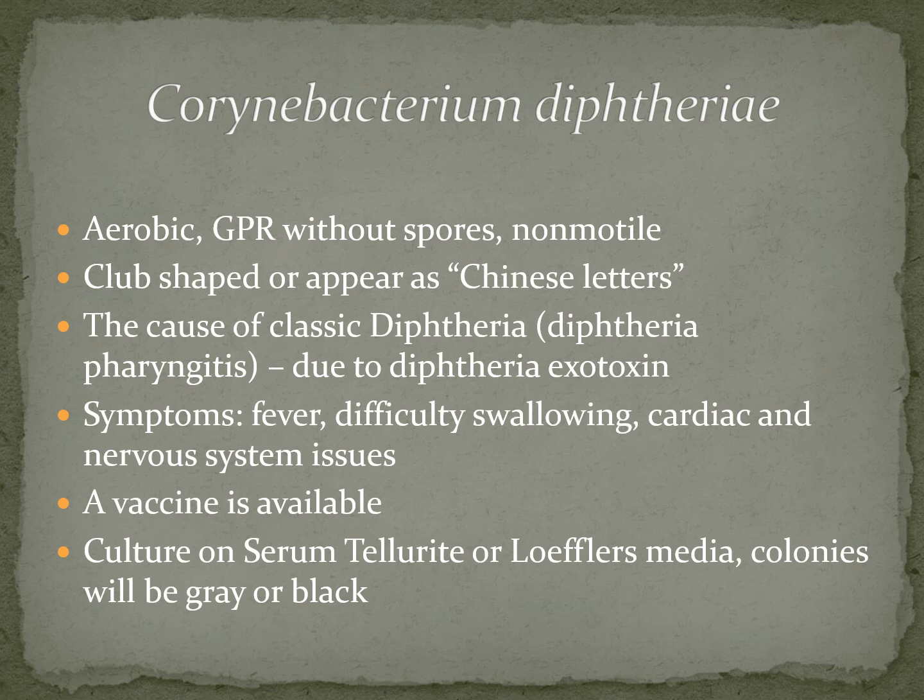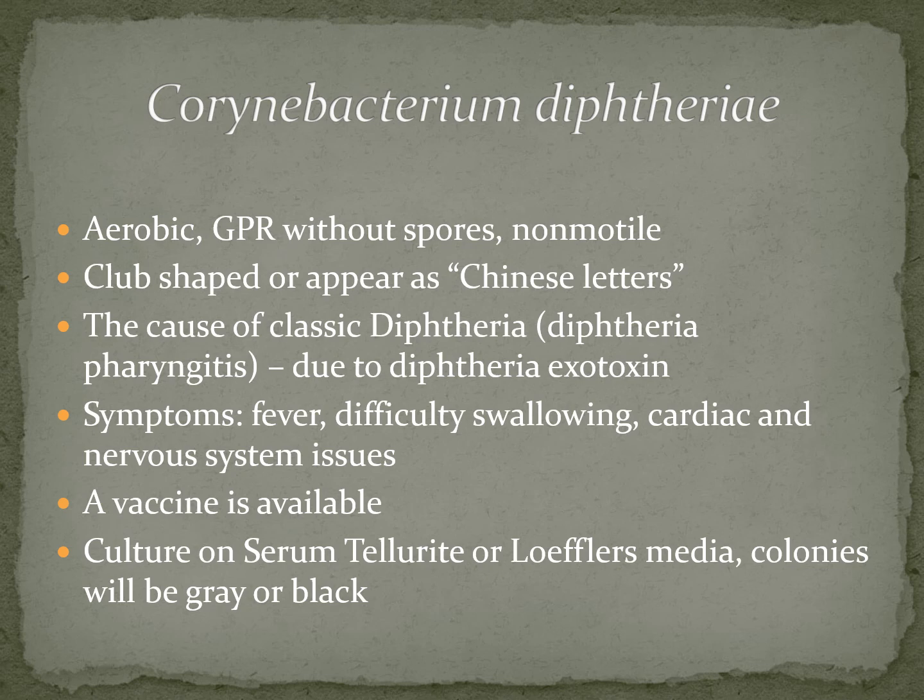Now, one of the diphtheroids that is problematic is Corynebacterium diphtheriae. This actually causes a disease similar to strep throat. It's an aerobic gram-positive rod without spores, and it is non-motile. It can be club-shaped or appear as picket fences or Chinese letters. And diphtheriae causes diphtheria or diphtheria pharyngitis due to the diphtheria exotoxin. This exotoxin interferes with the host cell protein synthesis, resulting in tissue death. Some symptoms of a person that has diphtheria would be fever and difficulty swallowing, cardiac and nervous system issues.